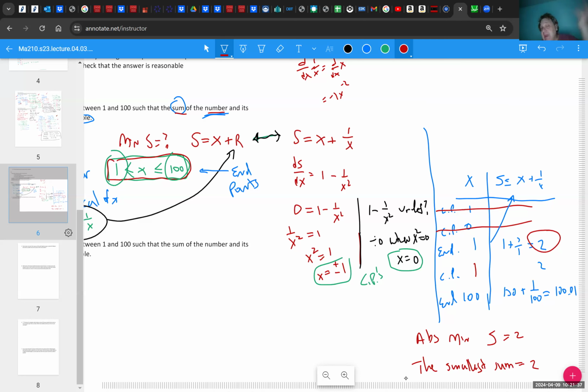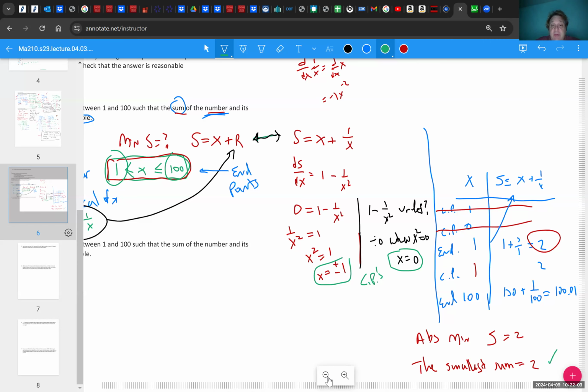Is that reasonable? Yeah, the x value is between 1 and 100. So if x equals 1, we get a very small sum like 2. So nothing weird happening. We don't have a negative sum or a sum of a billion trillion or something like that. No red flags with this answer. So that would be checking for reasonableness, and that would be the answer for the smallest possible sum.